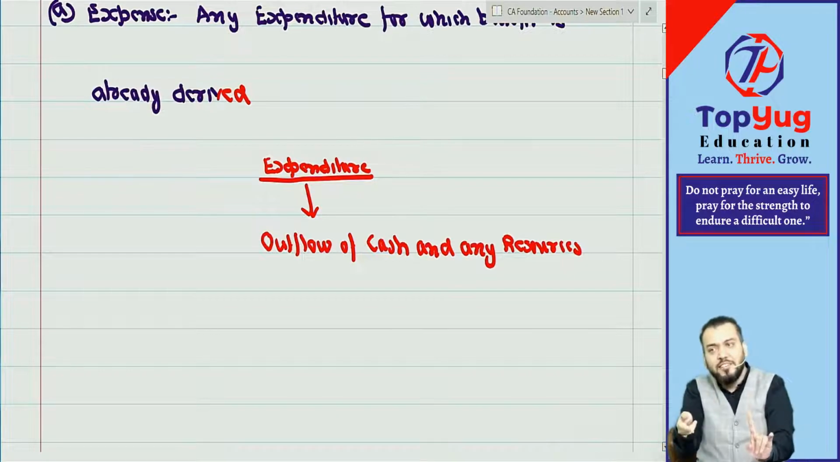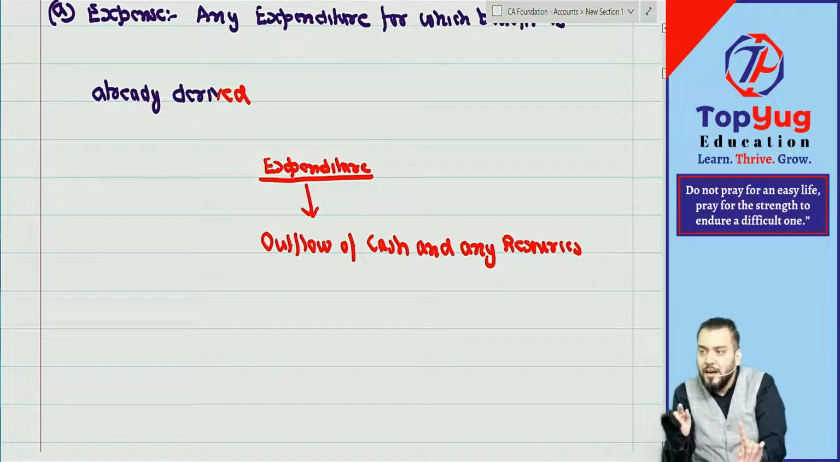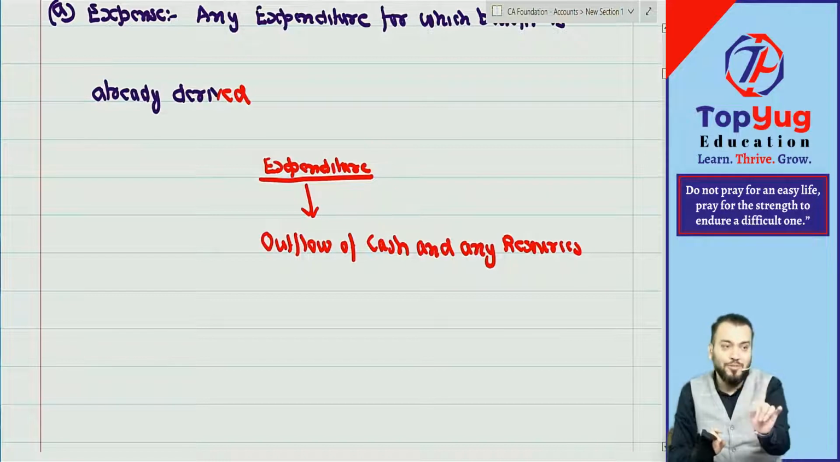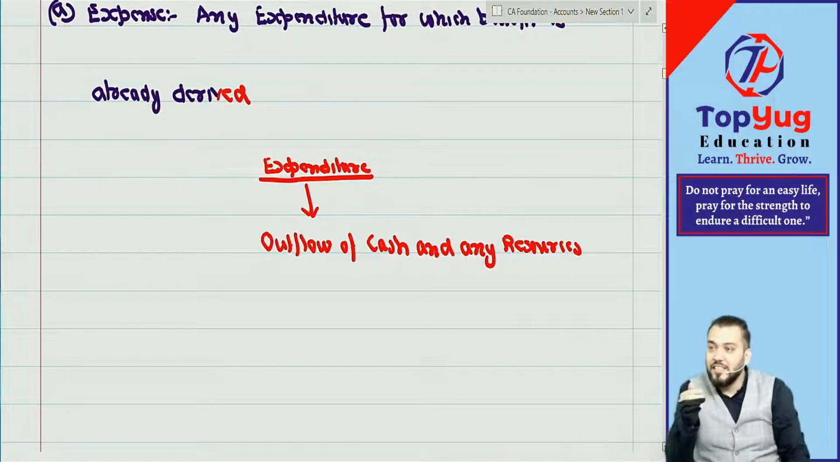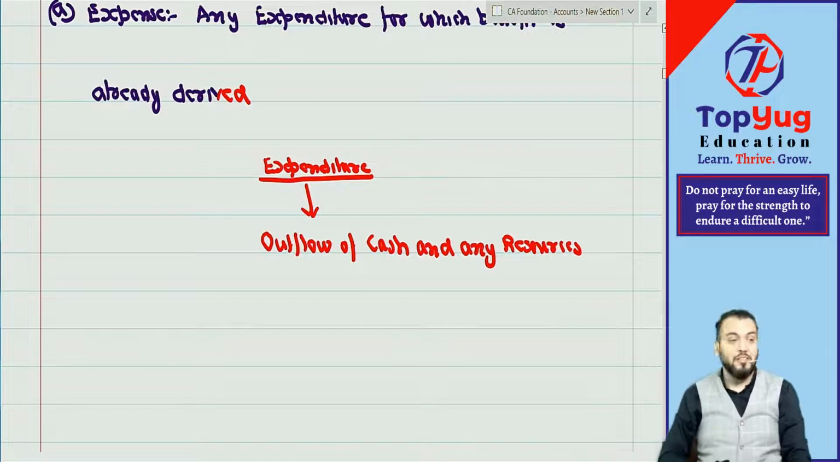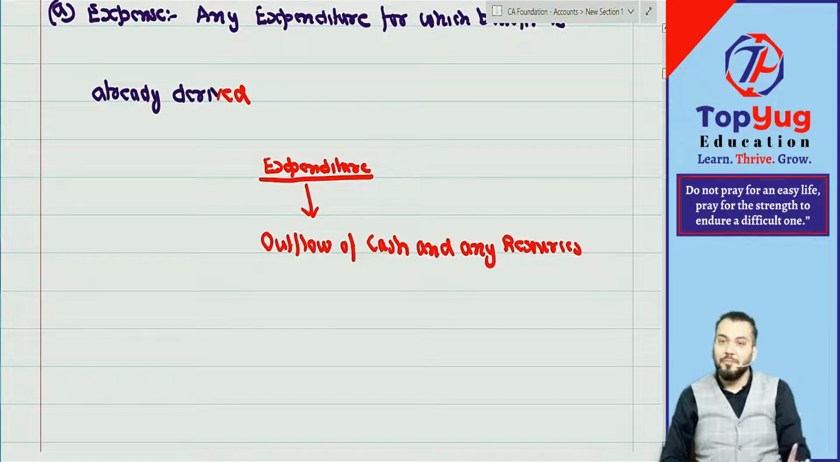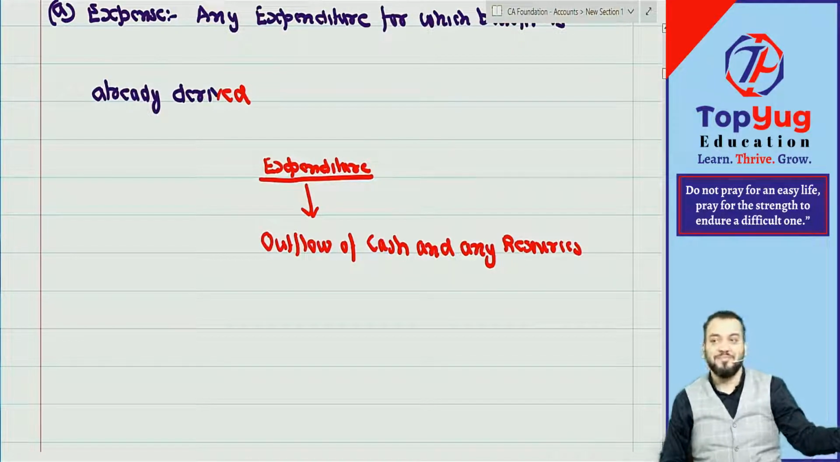You purchase an ice cream. Now just try to understand what I am saying. After purchasing, have you already derived the benefit? Can I say you purchased the ice cream and now you consumed it, so the benefit is derived? It becomes an expense.